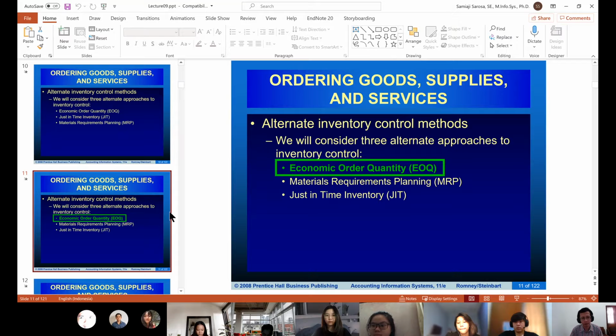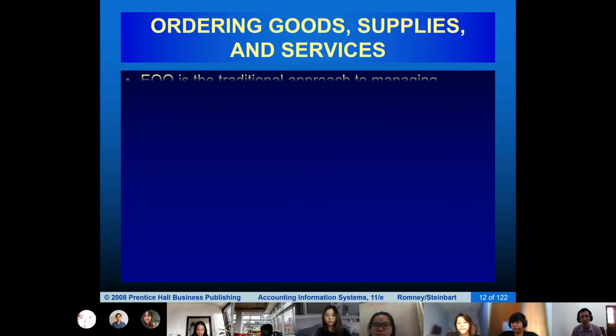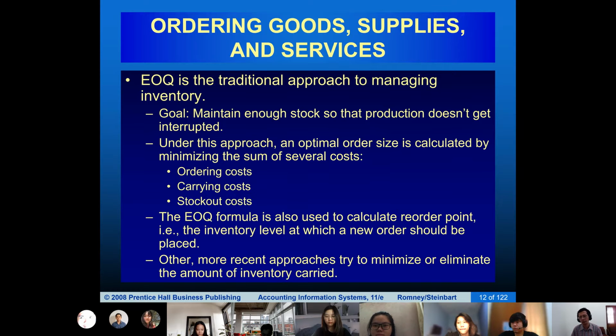So what is economic order quantity? With economic order quantity, the goal is to maintain enough stock so that production does not get interrupted. So there is a formula of EOQ to calculate optimal order size by considering ordering costs, carrying costs, which is the cost to keep the inventory in the warehouse, and also stock out costs, or the cost if we run out of inventory. Okay.